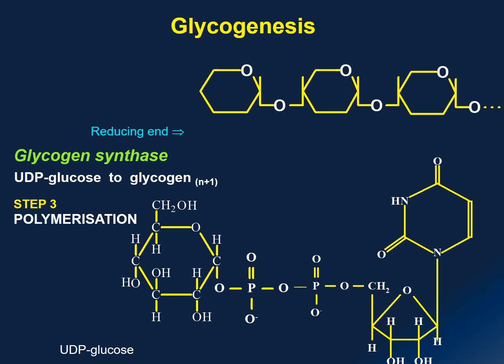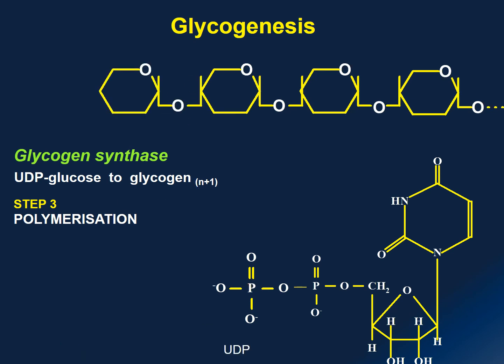Shown here is a glycogen polymer, and it always comes with 2 ends, the reducing end and the non-reducing end. For the reducing end, it means that carbon number 1 has a free hydroxyl group, while for the non-reducing end, carbon number 1 has no free hydroxyl group. And always remember that glucose or UDP-glucose can only be added towards the non-reducing end.